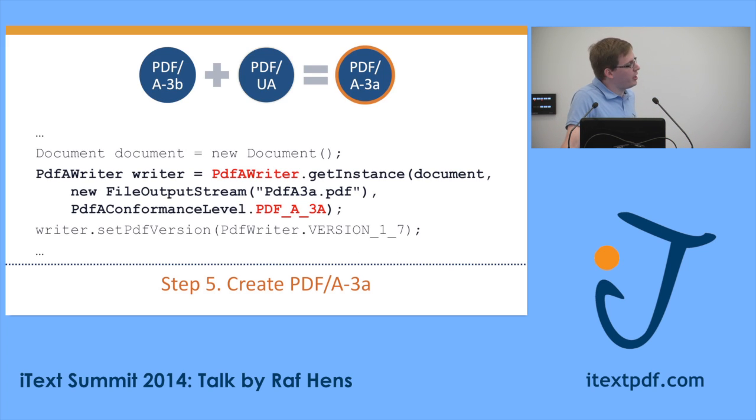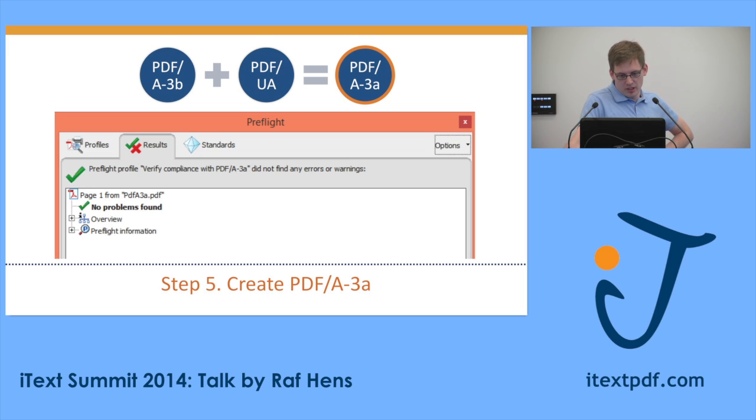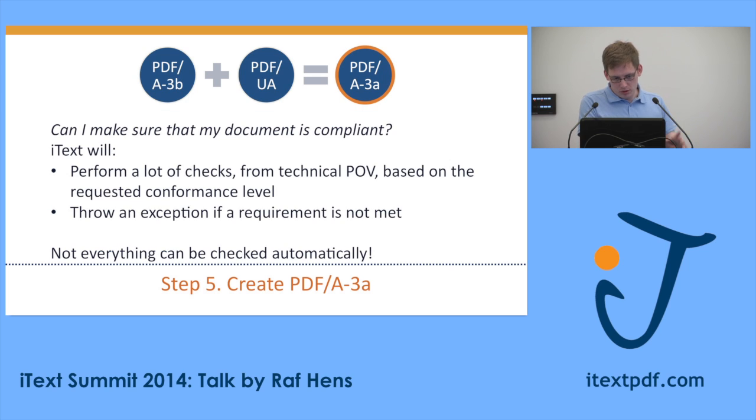So again, we're using a PDF/A writer. Now we're setting the conformance level to level A, obviously. And doing the same check as before, but now for level A, the preflight tool tells us we've created a valid PDF/A-3A file, which will now contain the document structure, the logical reading order, and all the tagging as expected.